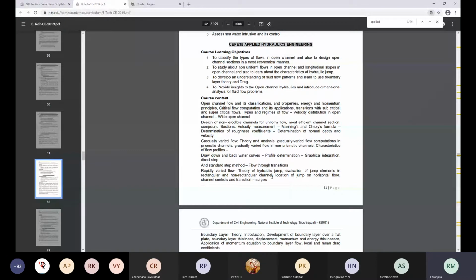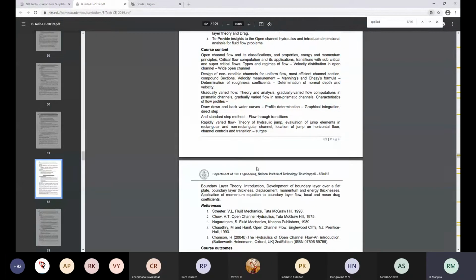Why is that essential? We need to study the hydraulic jump because huge energy is released, and because of that there must be a proper design of the downstream floor. The horizontal floor and the channel transition have to be properly designed. So that is about rapidly varied flow.